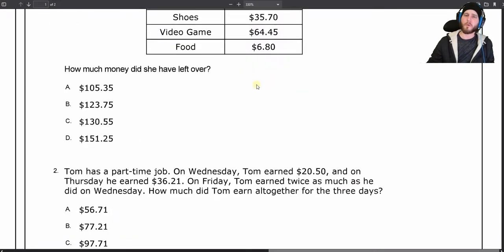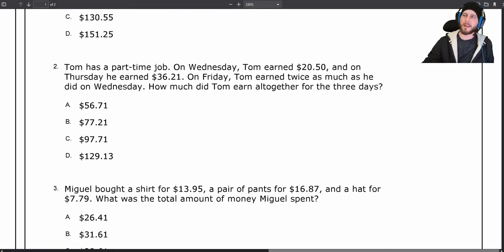Number 2, also a bit of a tricky one. It says Wednesday, Tom earned $20.50. On Thursday, he earned $36.21. And on Friday, he earned twice as much as he did on Wednesday. So first and foremost, you have to find out what 2 times $20.50 is.